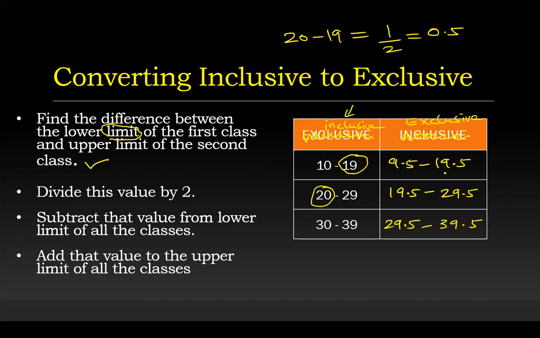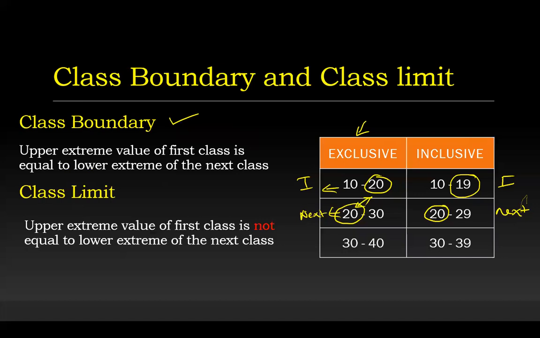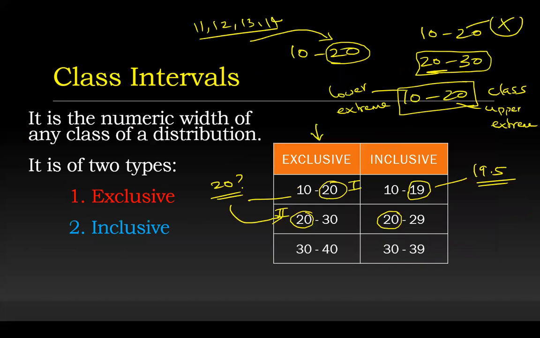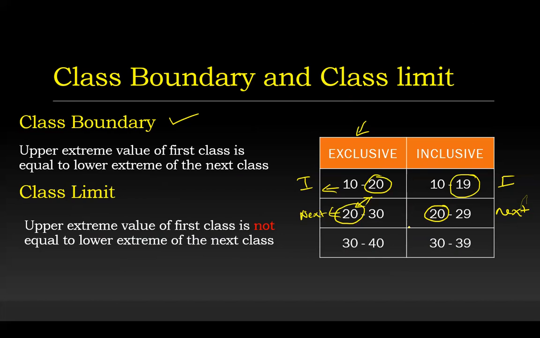Now, how has it become an exclusive class? Because these two values are equal. Therefore, it has been converted into an exclusive class. Sometimes it is necessary to convert the inclusive class into an exclusive class. So always remember, exclusive class we call it class boundary, and inclusive class we call it class limit. In the exclusive class, these two will be equal. In the inclusive class, these two will not be equal. This is the little confusion while you are doing your sums.